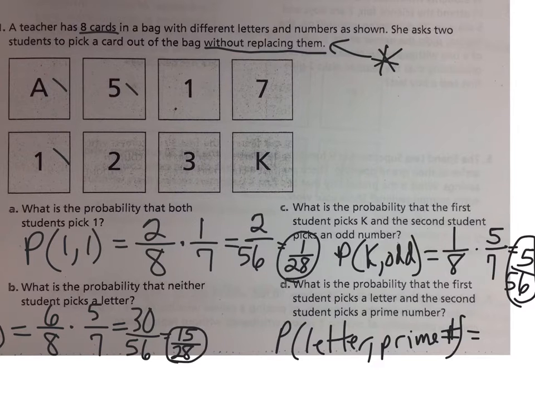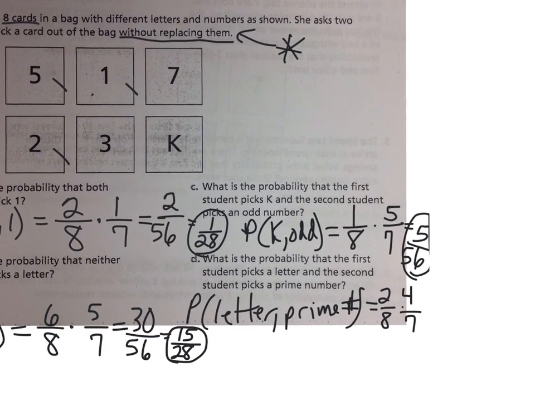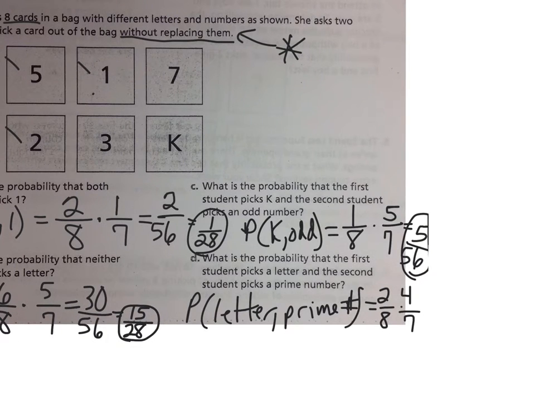So to pick a letter first on this one, we've got A or K would be 2 out of 8. And then picking a prime number. Prime numbers here, we've got 5, 7, 2, and 3. That's 4 out of 7 left. 1 is actually not considered to be prime or composite. 0 and 1 are not considered to be either. So that would be 8 out of 56, and we can actually reduce that by 8 all the way down to 1/7.